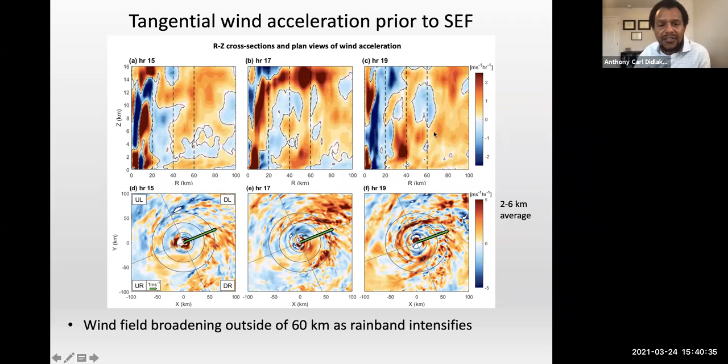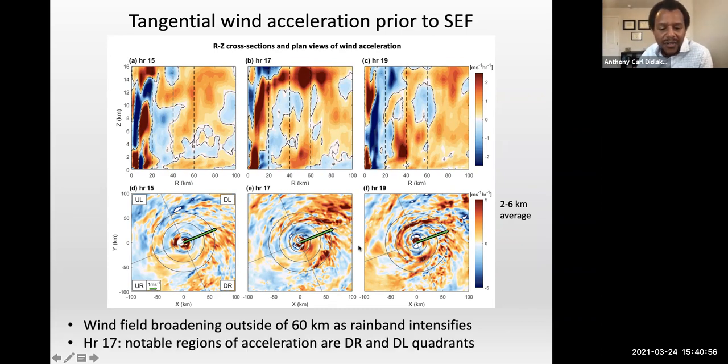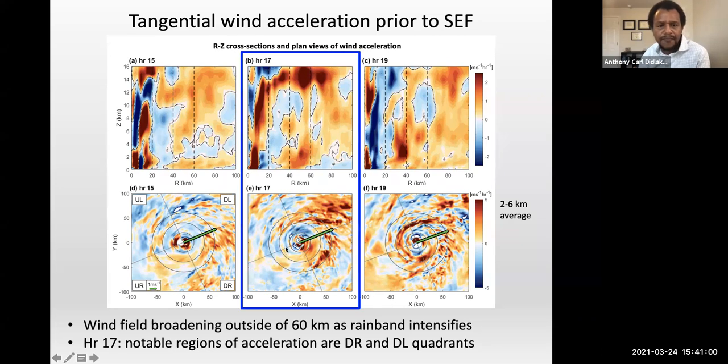All right, so I'm going to focus on a couple of things. One thing we see is that at hour 17, this broad swath of acceleration is indicative of the broadening of the overall wind field. And you also see these regions here in the downshear right and downshear left quadrants. So what exactly is going on here?